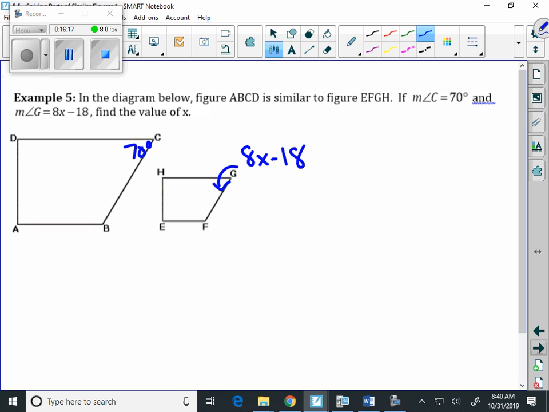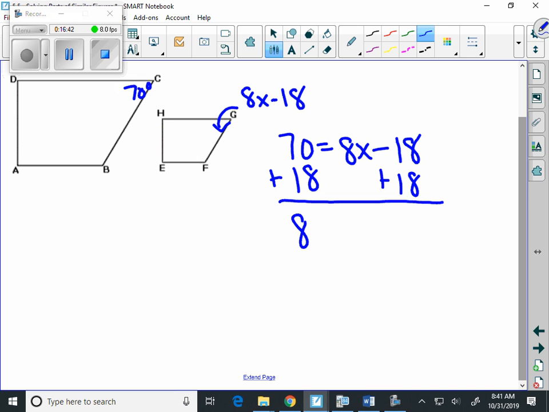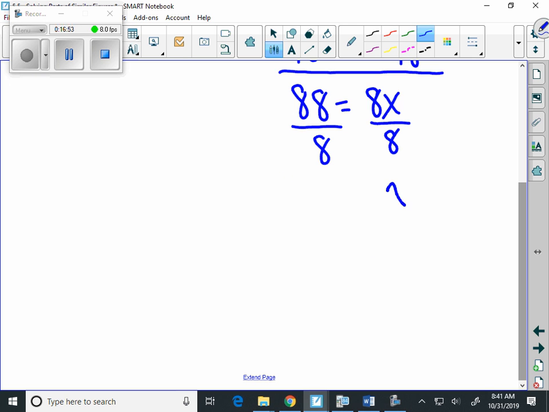So if we look up here, C is in the third position, and G is in the third position, so those two have the same value. You get 70 equals 8x minus 18. And again, we want to solve for x. So we're solving an equation to finish this problem. We're going to add 18 to both sides. We get 88 equals 8 times x. And we divide both sides by 8. So x equals 11.